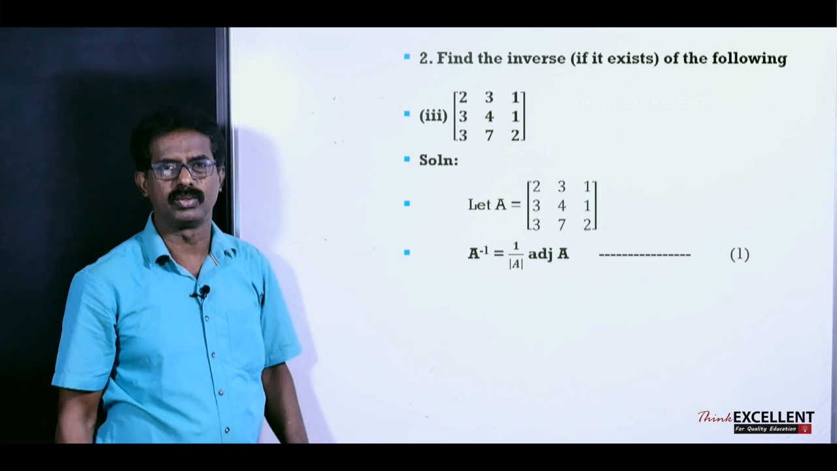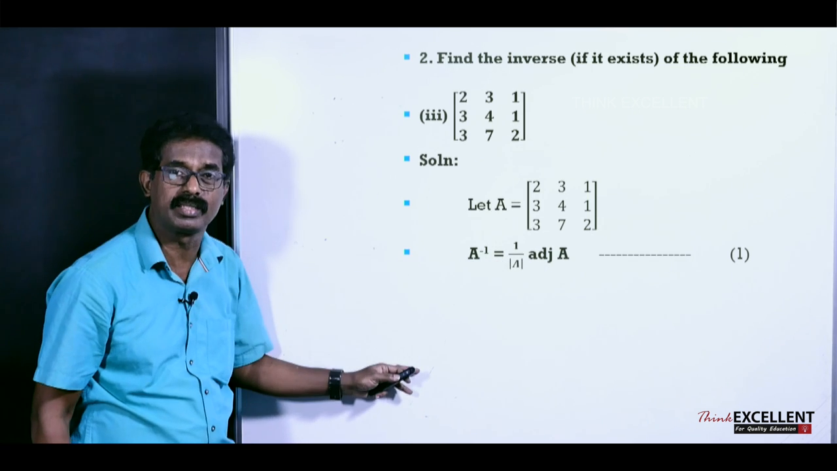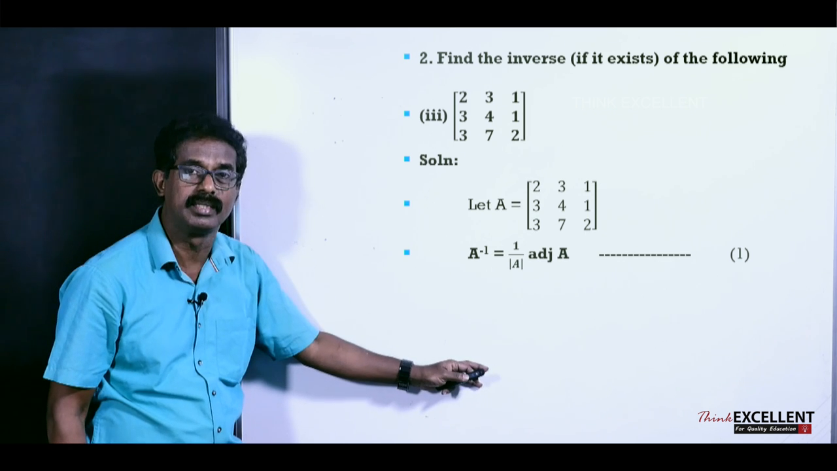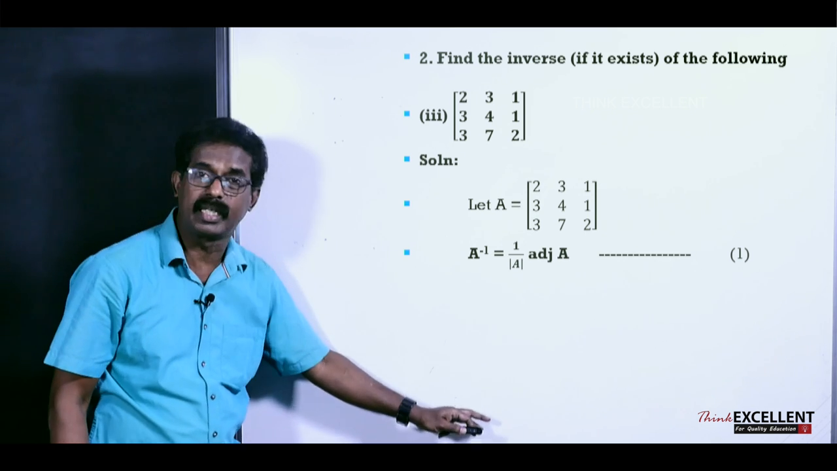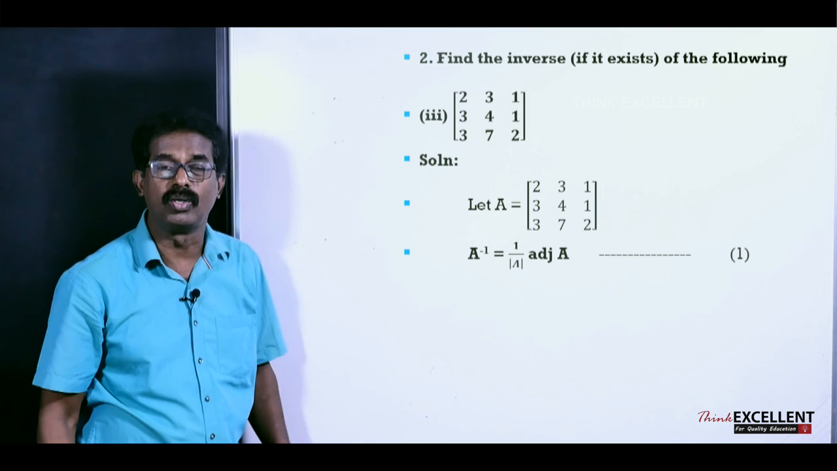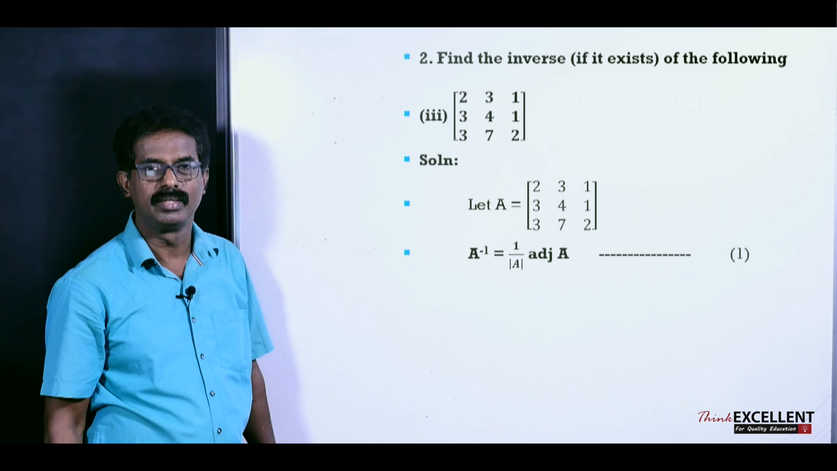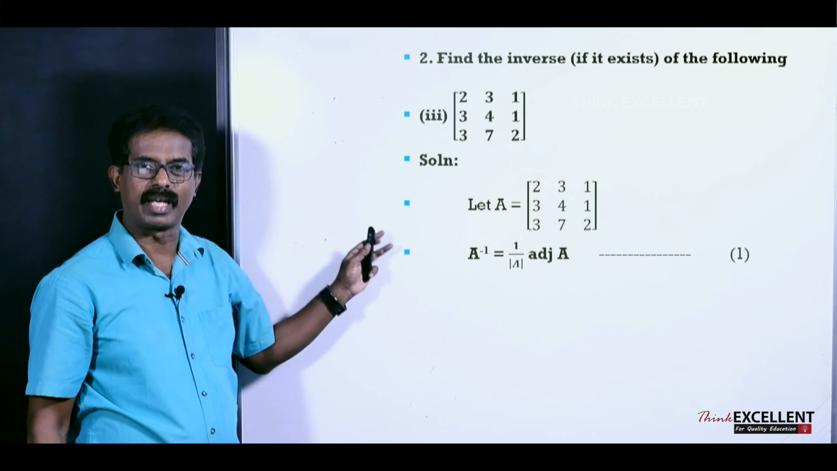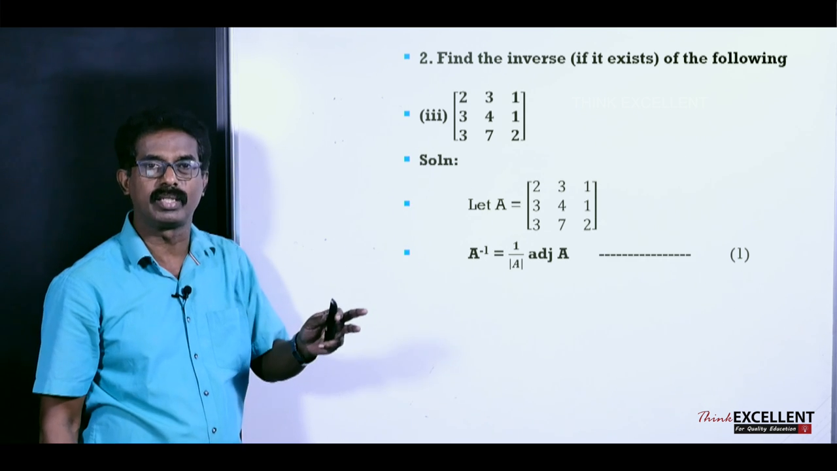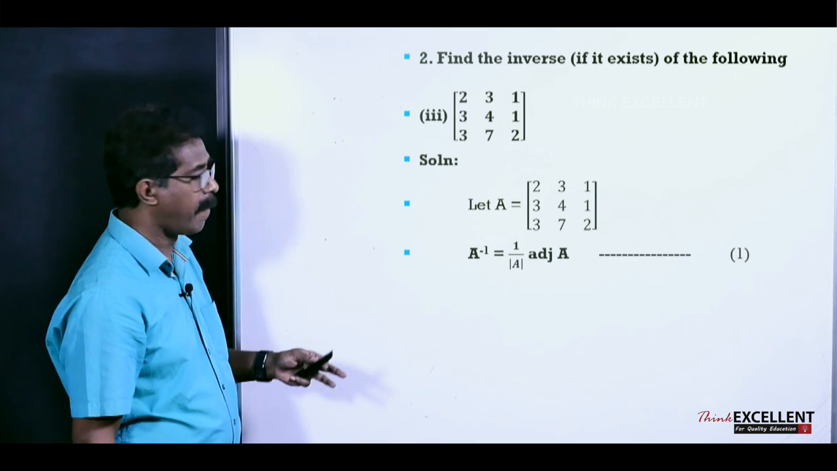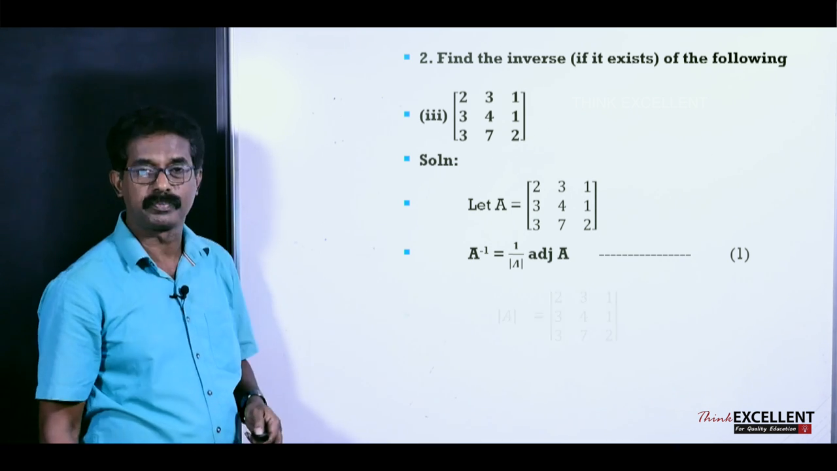No problem, you can do. They find all the cofactors. Then they form a matrix. What's the name? Cofactor matrix. Then take the transpose, they get adjoint A. After that, they go for determinant A. Suppose it is 0. What we did, everything just time waste, right? If determinant A is 0, the inverse does not exist and you can stop there itself, right? So better always, you go for determinant A first.